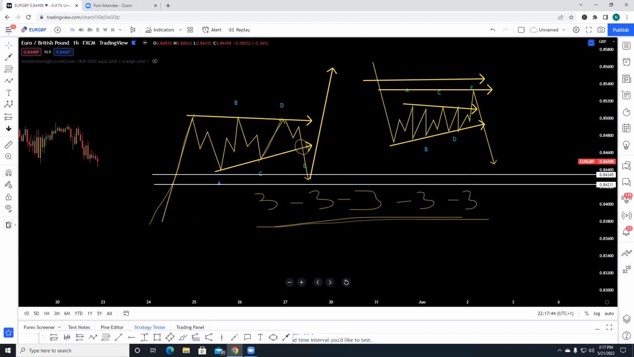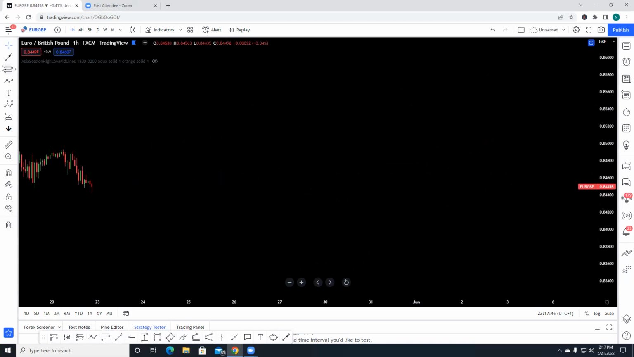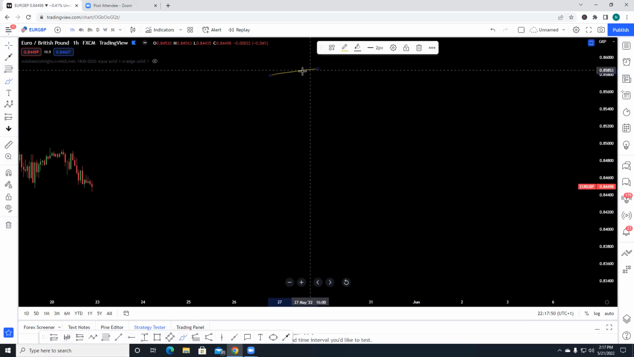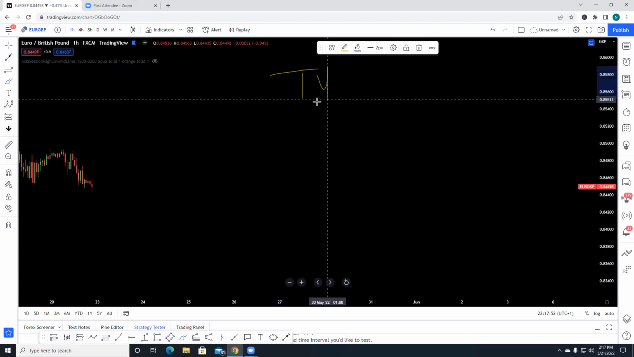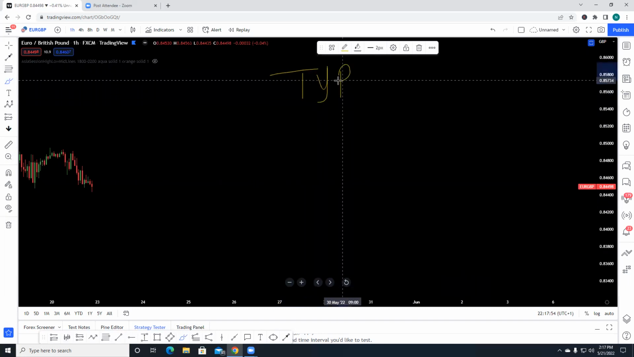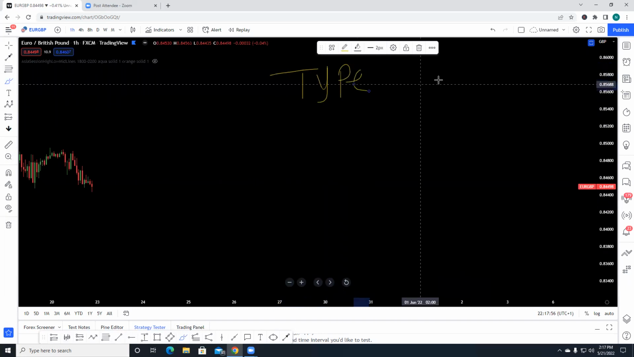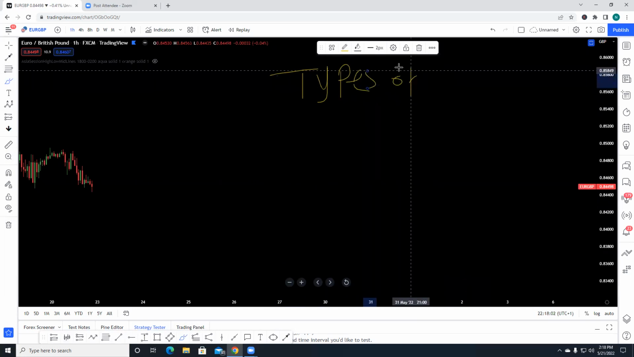Now, let's move to types of triangle. All we have been discussing about corrective structure may not make sense to you guys until you start practical application. Types of triangle.